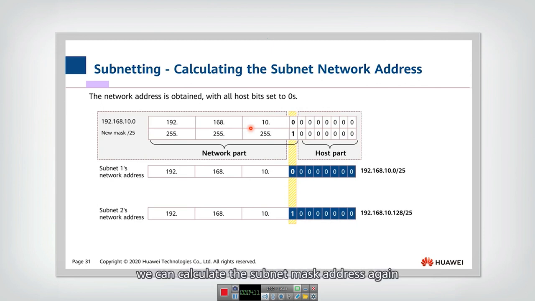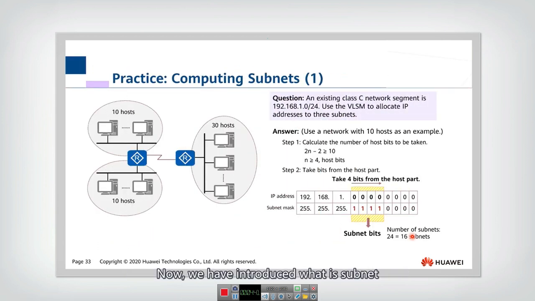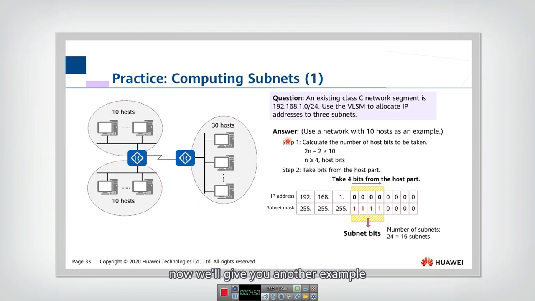So in that case, we can calculate the subnet addresses again. For subnet 1, the network address will be this /25, and the broadcasting address can be obtained by putting all the host part to be 1. So this is the broadcasting address. Similarly, for subnet 2, the broadcasting address should be like this. Now we have introduced what a subnet is and how to calculate the network address and broadcasting address for each subnet.